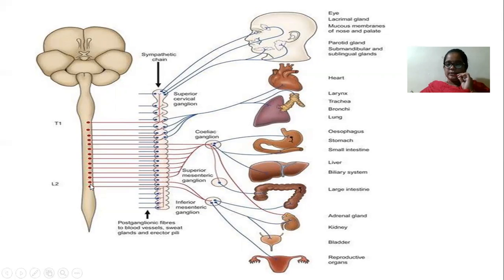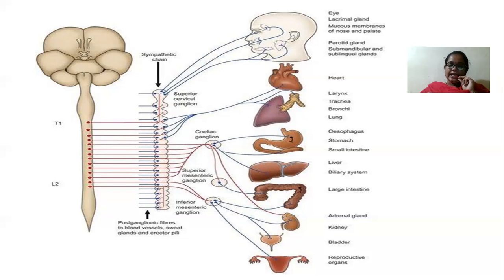Okay, first, thoracolumbar region. So that's why the sympathetic division is also known as the thoracolumbar division. Why? Because the sympathetic nervous system is also known as the thoracolumbar system. Why is the sympathetic division also known as the thoracolumbar division?